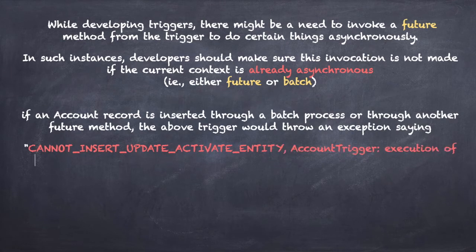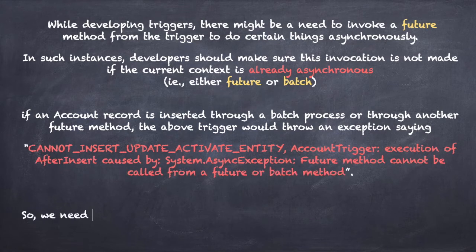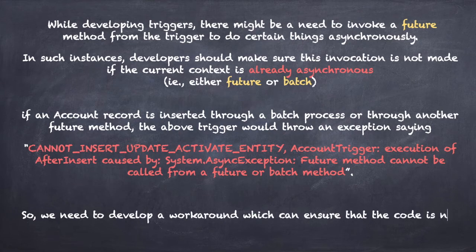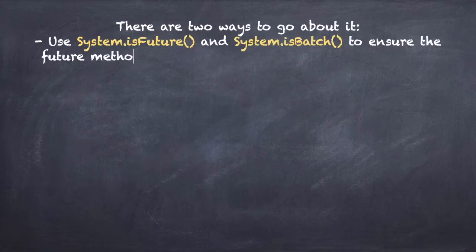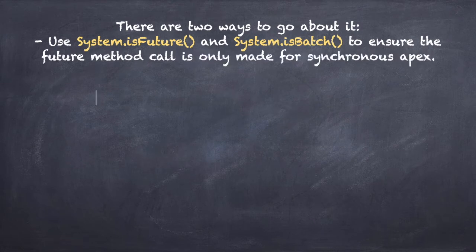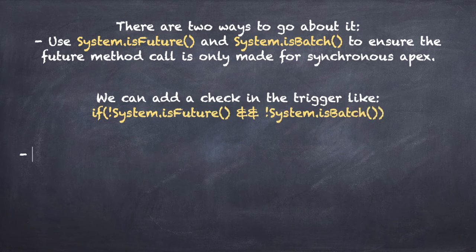Now, if an account record, for example, is inserted through a batch process and through another future method, there's an exception that is being thrown. So we need to develop a workaround which can ensure that the code does not invoke the asynchronous method. Now there are two ways to go about it. Either we can use System.isFuture and System.isBatch to ensure the future method call is only made for asynchronous apex. The code would look something like this.